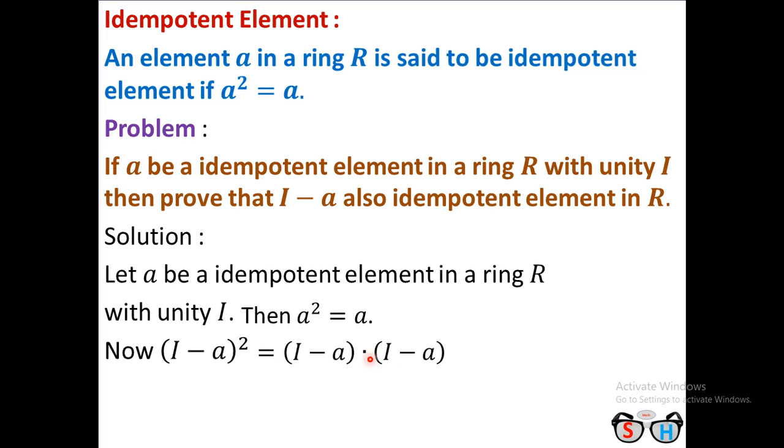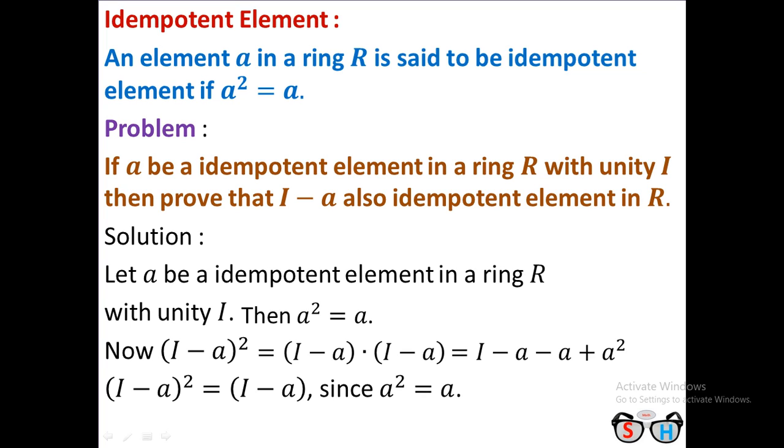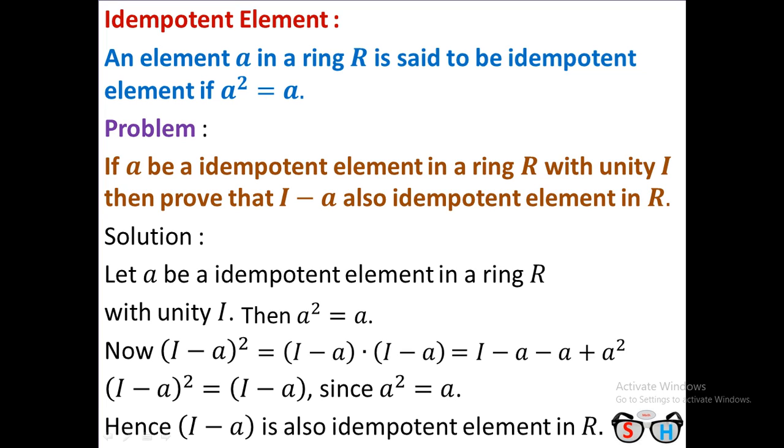If you take I into that, this will be I minus A, and if you take minus A with that portion, this will be minus A plus A square. But here A square equals A, so this will be cancelled. The result is I minus A. So (I minus A) whole square equals I minus A. Why? Because A square equals A, and hence I minus A is an idempotent element in the ring. I hope you understand.